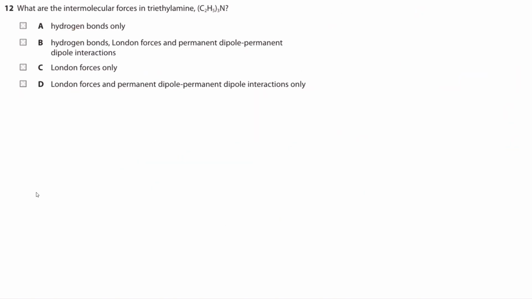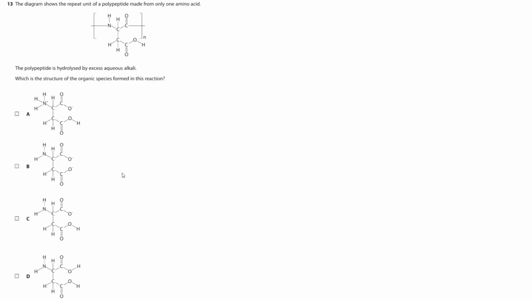Let's move forward. Question number 13. They are saying that the diagram shows the repeat unit of a polypeptide made from only one amino acid. They are talking about one amino acid. Let's remind ourselves of the structure of the amino acid.